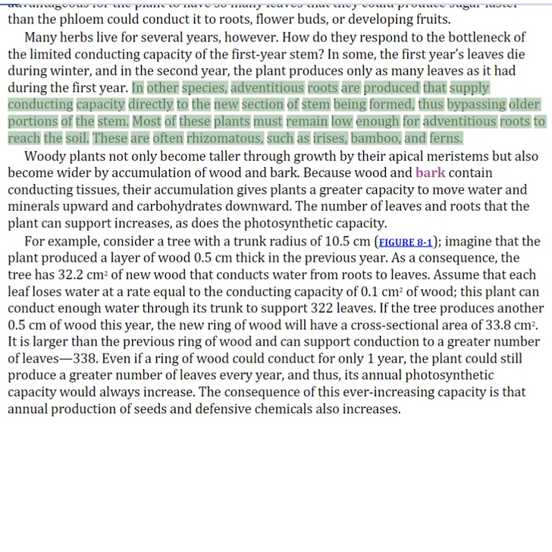In other species, adventitious roots are produced that supply conducting capacity directly to the new section of stem being formed, thus bypassing older portions of the stem. Most of these plants must remain low enough for adventitious roots to reach the soil. These are often rhizomatous, such as irises, bamboo, and ferns.